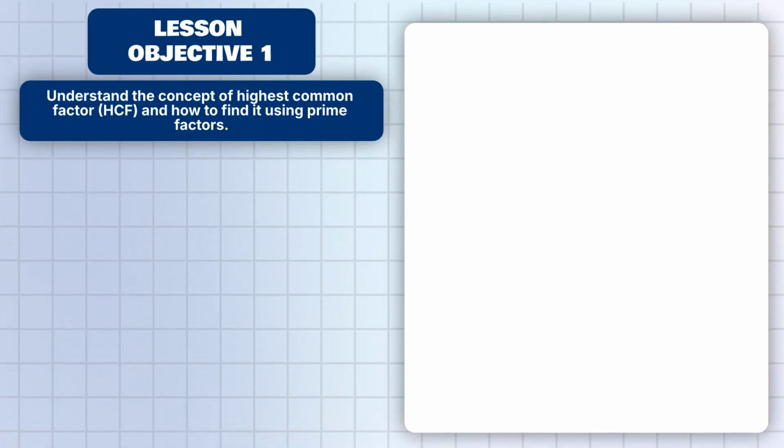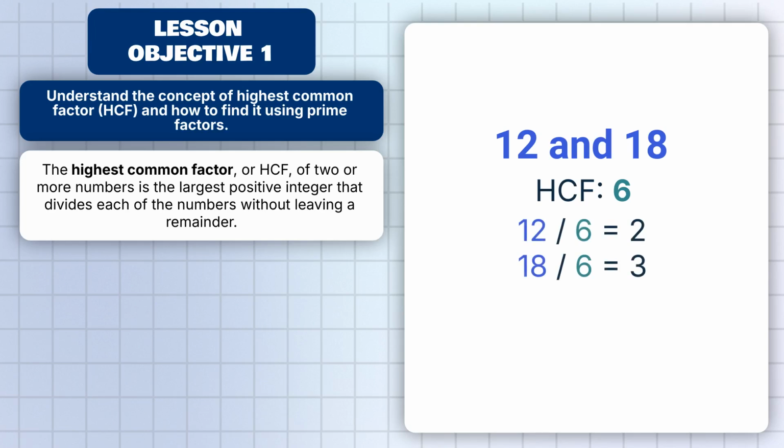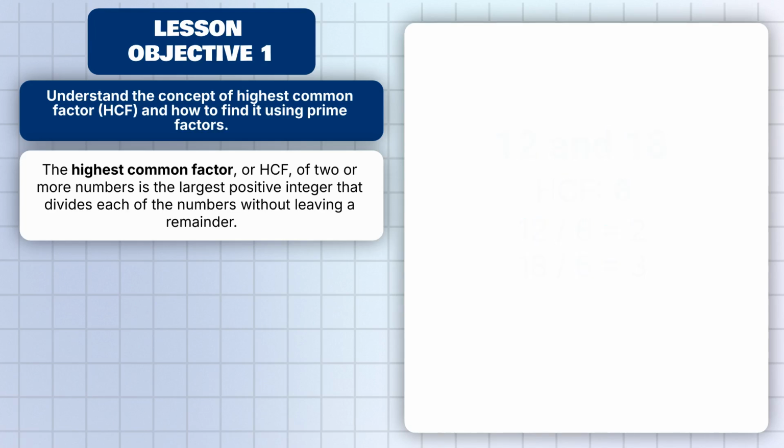First, what is the highest common factor, HCF? The highest common factor, or HCF, of two or more numbers is the largest positive integer that divides each of the numbers without leaving a remainder. In other words, it's the biggest number that fits perfectly into each of the given numbers. For example, consider the numbers 12 and 18. The highest common factor of these two numbers is 6 because 6 is the largest number that divides both 12 and 18 exactly.